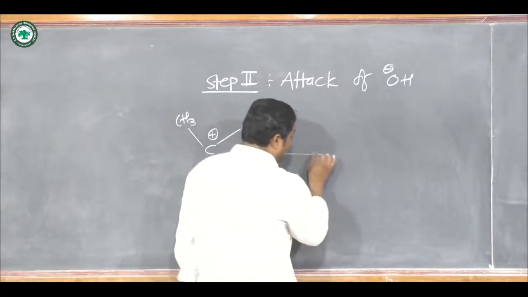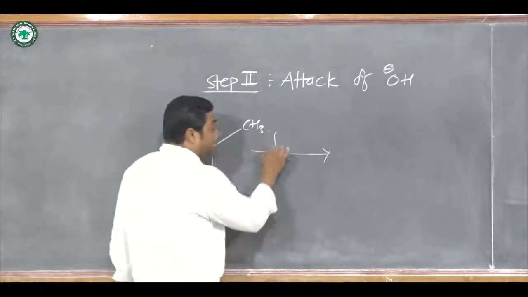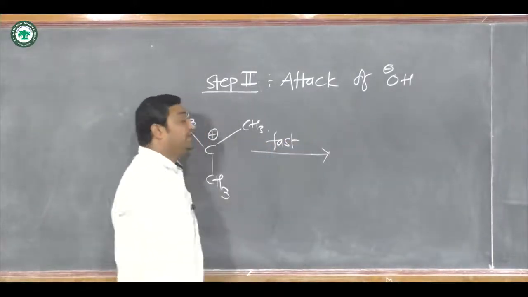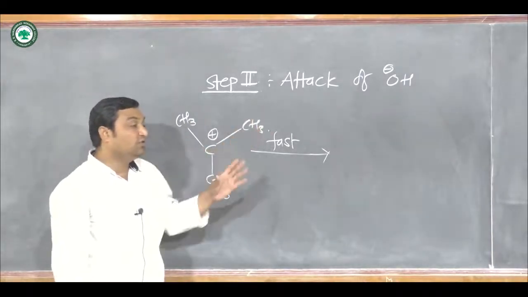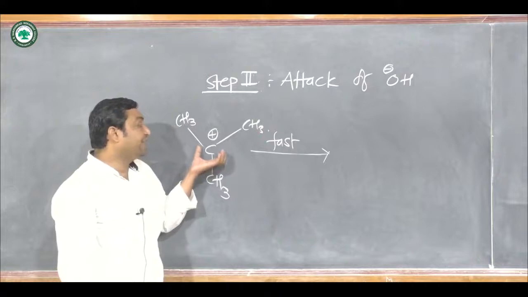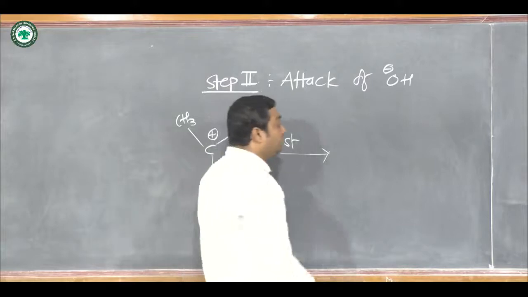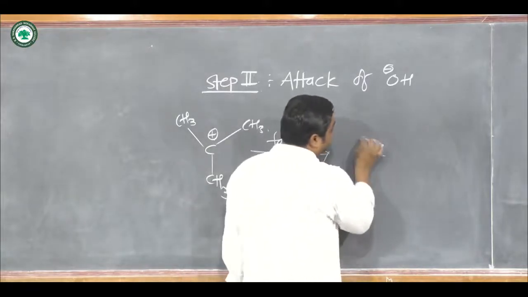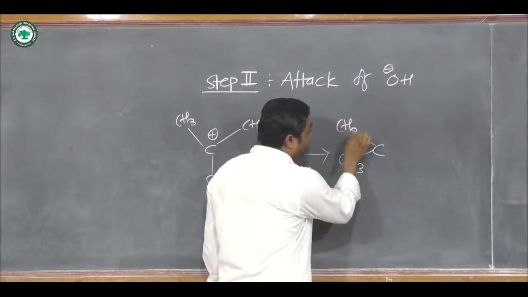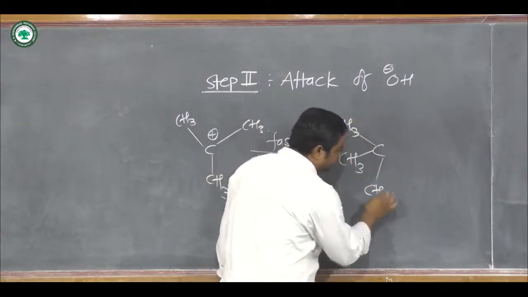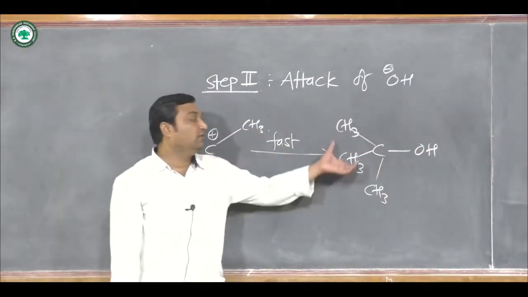Now, this carbocation is an unstable species, and to become stable, it will readily accept the nucleophile, and we obtain tertiary butyl alcohol as a product.